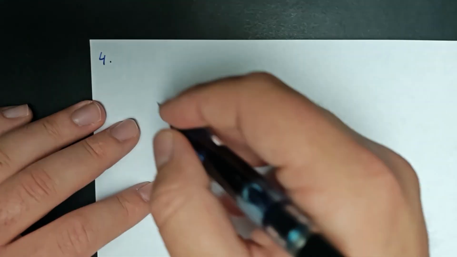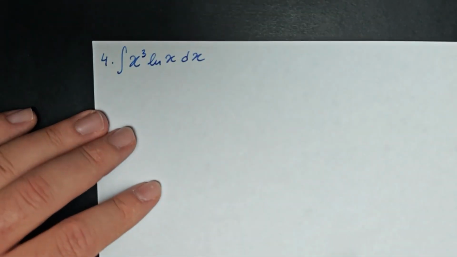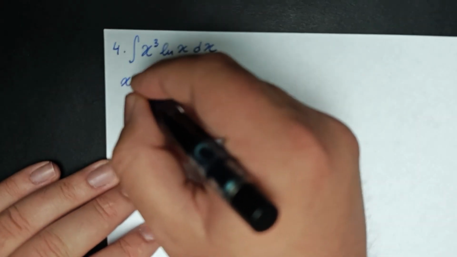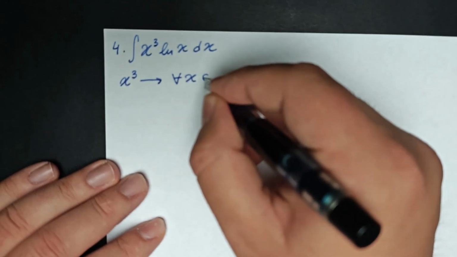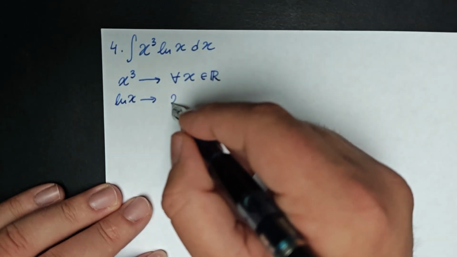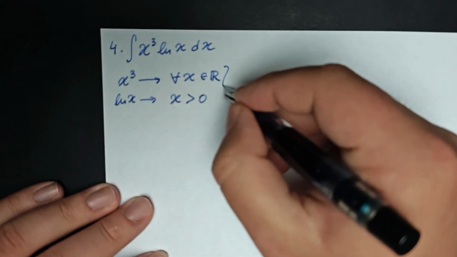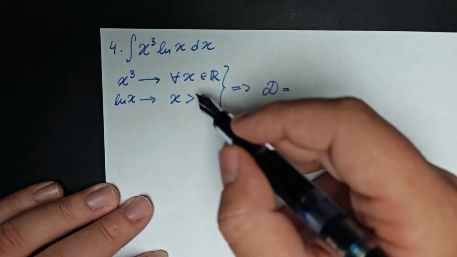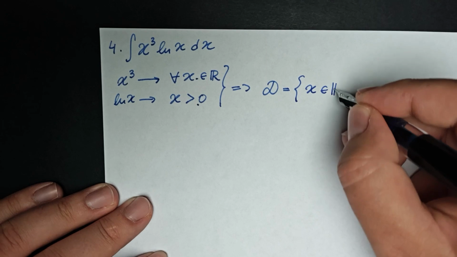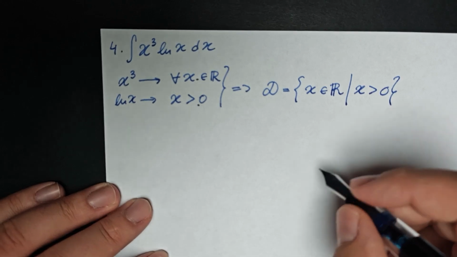Let's now solve the fourth integral on our list, the integral of x cubed ln of x dx. The area in which this integral is defined: x cubed is well defined for all x which are real numbers, and ln of x is defined for x which are strictly larger than 0. Our integral is defined inside the intersection of these two areas. So the integral is defined for all x which are real numbers such that x is strictly larger than 0.